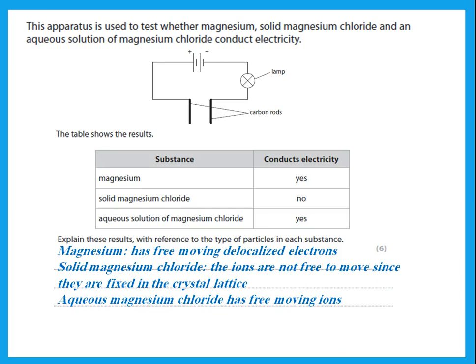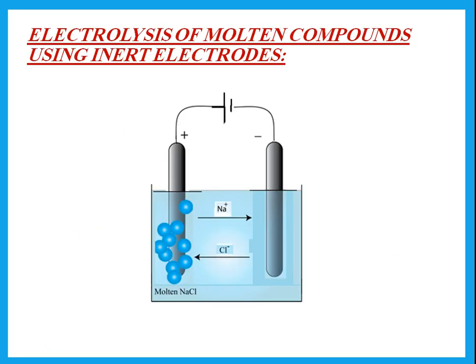And the ions are not free to move when it's a solid, because remember that ionic compounds as a solid have a crystal lattice, so the ions are fixed in the crystal lattice, or the ions are not free to move in this lattice. Now, as an aqueous solution, we said the ions will be free to move, so it has free moving ions that will allow electricity to pass through.